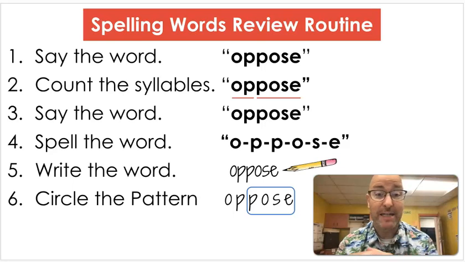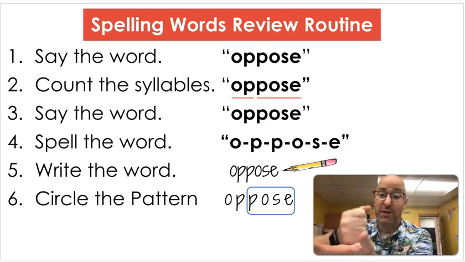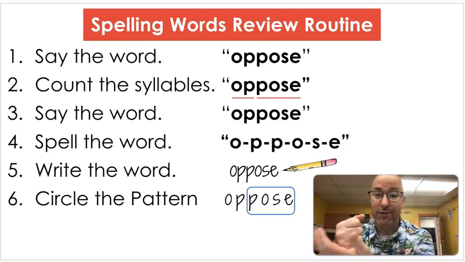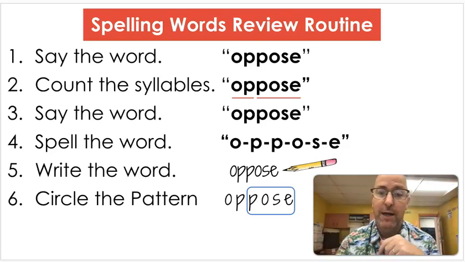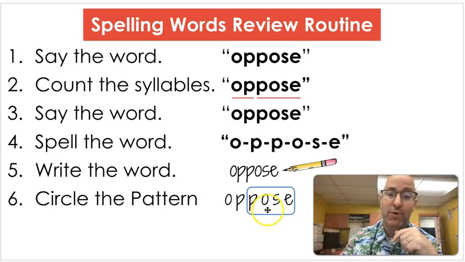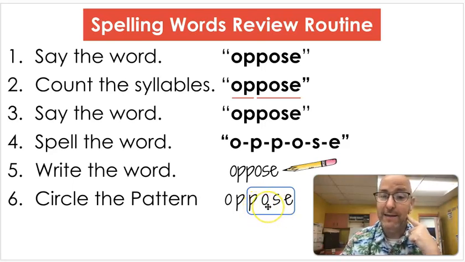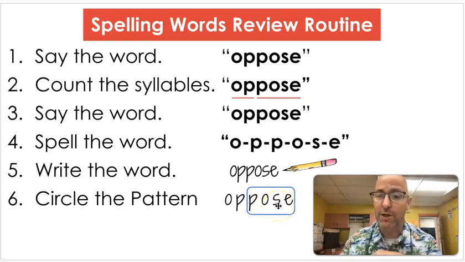We're going to do our same pattern as before. We're going to say the word, count the syllables, say the word again, and spell it. And of course, we're going to smash it like we've been doing for several years now. Then we're going to write the word, and circle the pattern. We're going to circle the last syllable, with the vowel, the consonant, and the bossy E. So that's what we're going to be looking for. All right, let's get started.